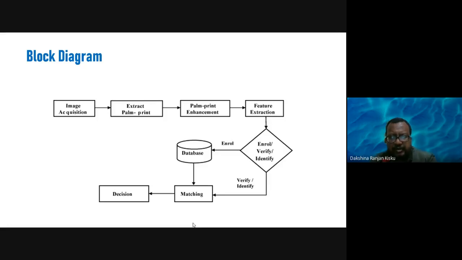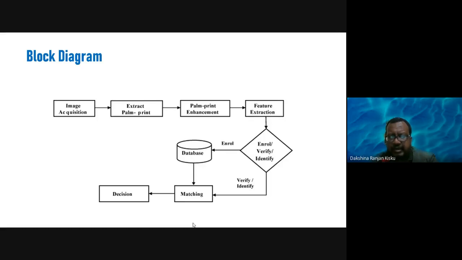Okay. After that, we go for feature extraction. In feature extraction, we extract the distinctive features or invariant features that are useful for matching or enrollment. We can use this set of features either for enrollment, verification, or identification. That means initially, when there is no palm image in the palm database, we can use that palm image for enrollment purposes. Once the enrollment process is done, we can go for verification or identification.